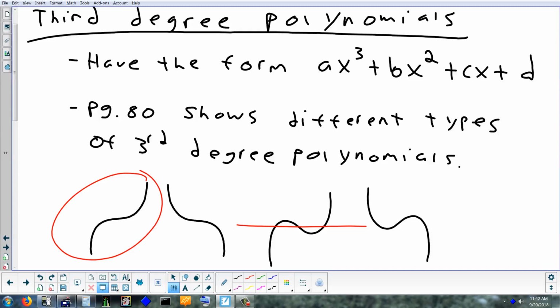Keep in mind, these turns can be more pronounced. You can have one that goes more like that. It depends. But the basic idea is they either go up on the right, down on the left, or up on the left, down on the right. It's one or the other. Very different from a parabola, which is up, up: up on the left, up on the right, or if you flip it over, down, down: down on the left, down on the right. Okay, so cubics are different.